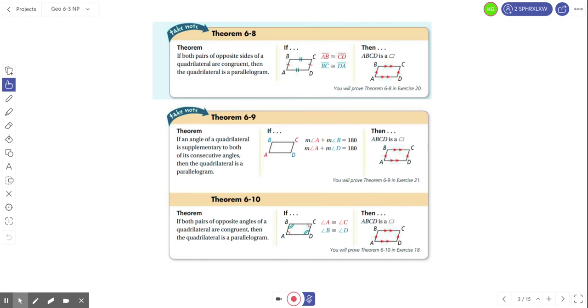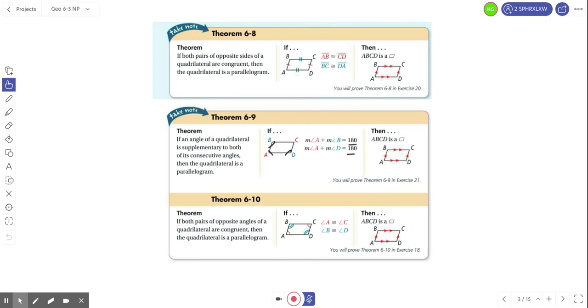If one of the angles, so for example, angle A, if angle A plus angle B and angle A plus angle D, if both of those equal 180, then it's a parallelogram. That implies that angle B and D would be congruent.